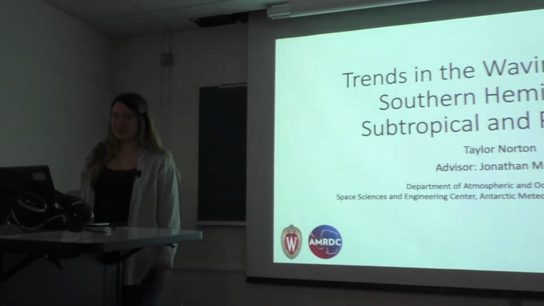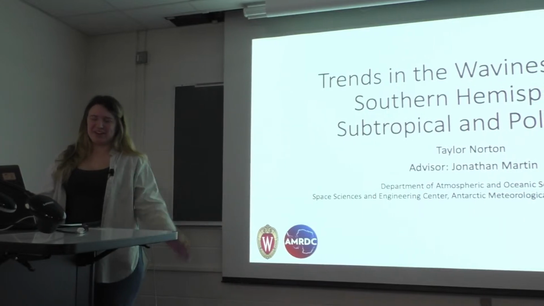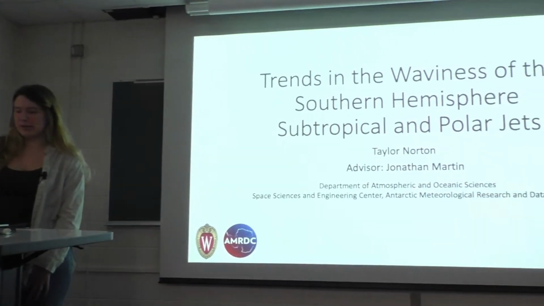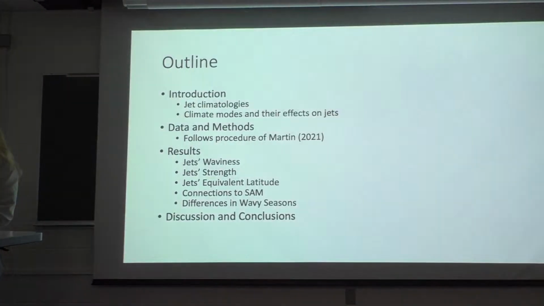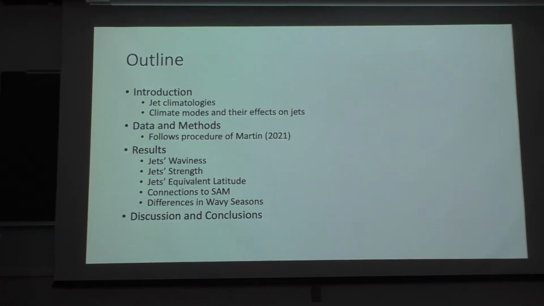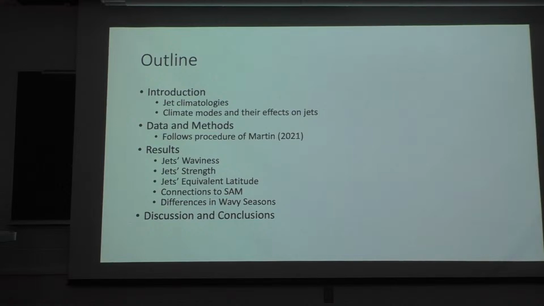So yes, as you mentioned, I'm going to be talking about the trends of the waviness of the Southern Hemisphere subtropical and polar jets. Just to go over a brief outline of what I'll be talking about, first I'll introduce jets in general and the Southern Hemisphere jet climatologies, as well as the climate modes and their effects on the jets. I'll go over the data and methods that follow the procedures of Martin in 2021, and then go into the results of the jets' waviness, strength, equivalent latitude, and then also some of the connections to SAM and the differences in the wavy seasons. And then to end, I will go over the discussion and conclusions of my thesis.